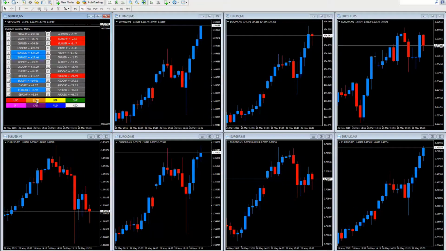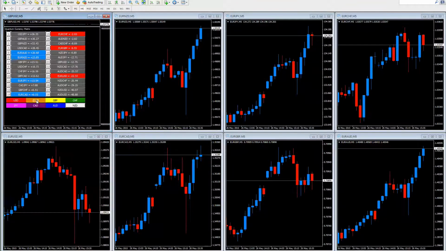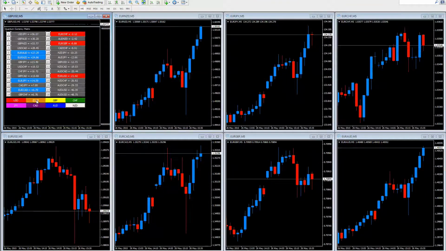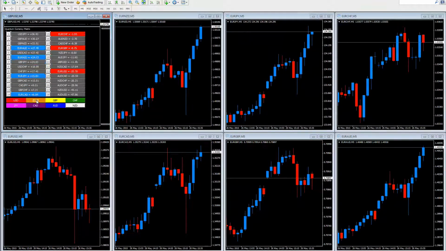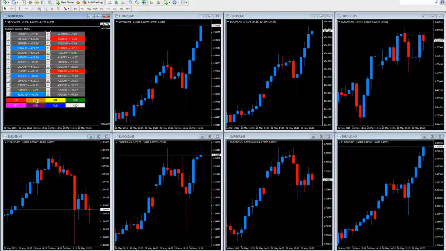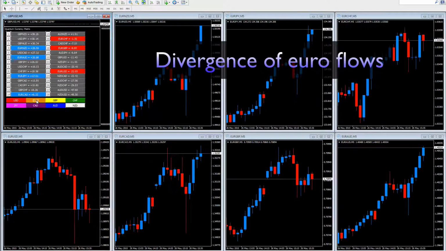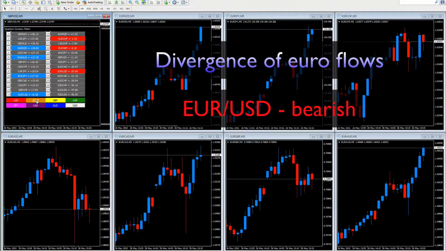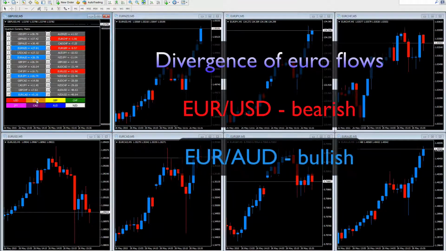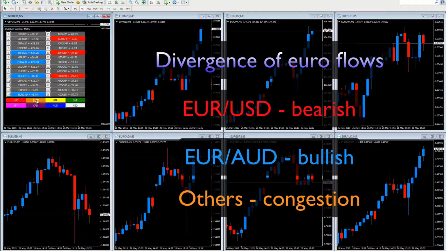So we've got a complete divergence there between the euro Aussie, which is high up the ladder, and the euro dollar, which is moving deeper down the ladder, very negative. Bear in mind this is purely on a 5-minute chart. So on this time frame, we have a complete divergence of opinion towards the euro. Against the dollar, it's very negative, very bearish, but against the Aussie dollar, it's very bullish and positive. And in some of the other pairs, we have congestion phases.